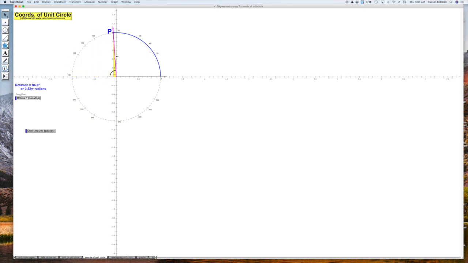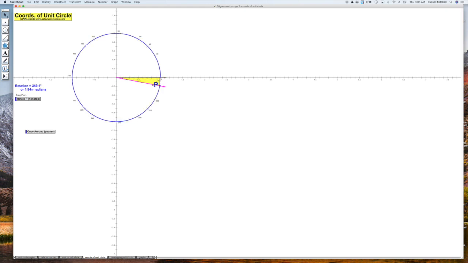This is going to be really important. This isn't just a one day and done. We're going to be doing this whole unit, so it's really important you get this, because you're not going to be able to evaluate trig functions without understanding this.